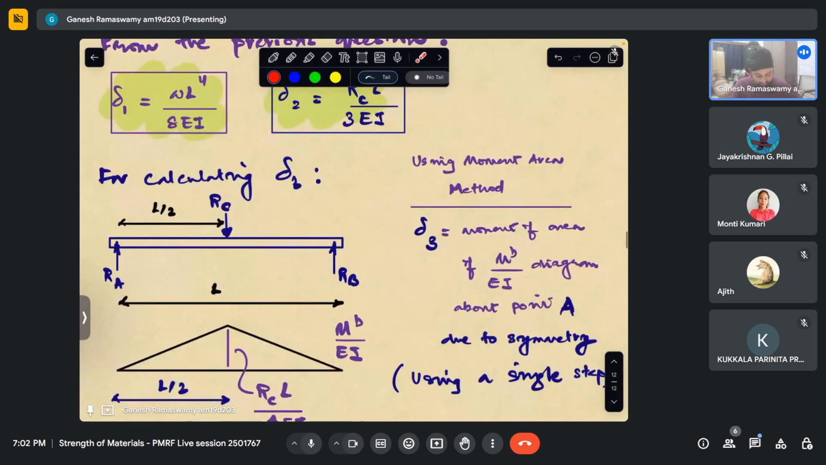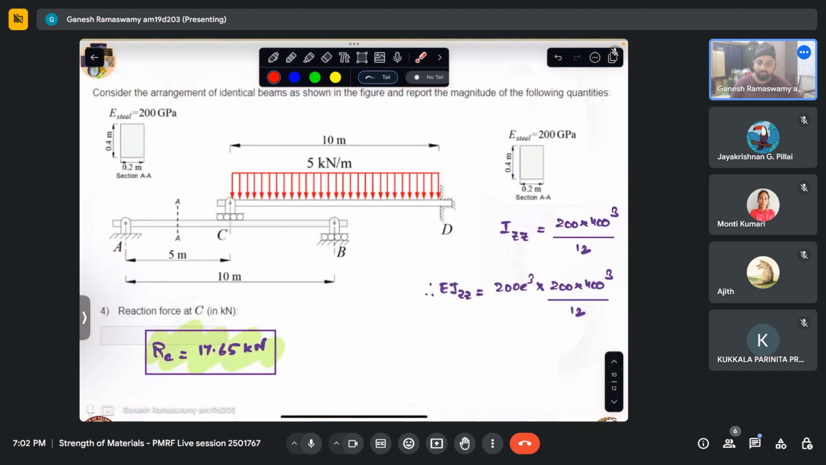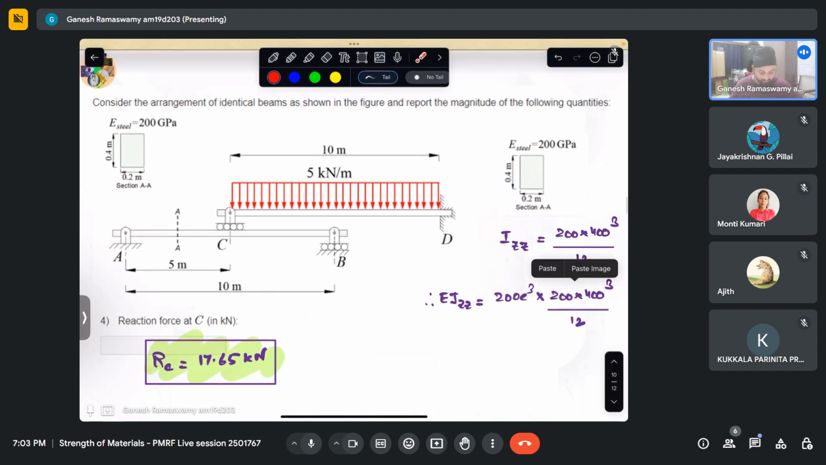So I hope you're able to appreciate how this came about. It is just a matter of identifying what the governing compatibility equation for the problem in hand is, and then breaking this down into simple problems that we already know and superimposing them, taking advantage of our linear elasticity in order to get to the unknown quantities. So that is how we will be solving this problem.